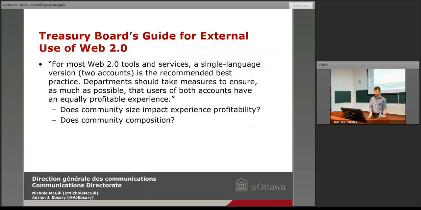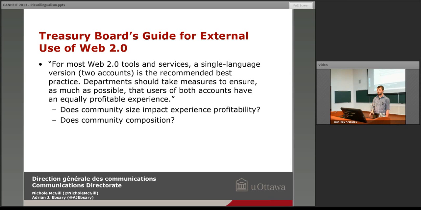What do we do in Canada? Well, Tony Clement came out with the Treasury Board's guidelines about how to communicate bilingually. And he said departments should take measures to ensure as much as possible that users of both accounts have an equally profitable experience. Now, I guess that's a very qualitative term. And what does that mean? Does community size impact the experience profitability? And does community composition impact it? I think that's an important question you have to ask yourself as a community manager.